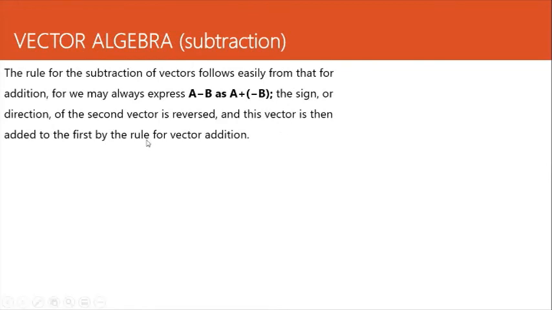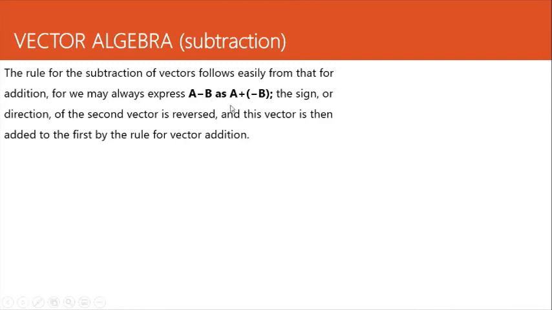Okay, sa vector algebra subtraction naman, the rule for the subtraction of a vector follows easily from that for addition. Ganun lang din, katulad lang din dun sa addition na common. For example, where we may always express A minus B as A plus negative B, then the sign or the direction of the second vector i-reverse. Okay, naging reverse lang siya. A minus B as, then magiging ganito rin siya. A plus B, alam naman natin na positive times negative is magiging negative B rin siya.